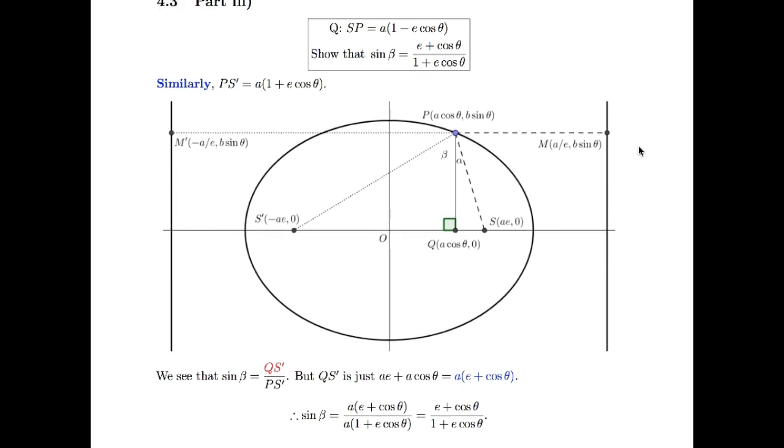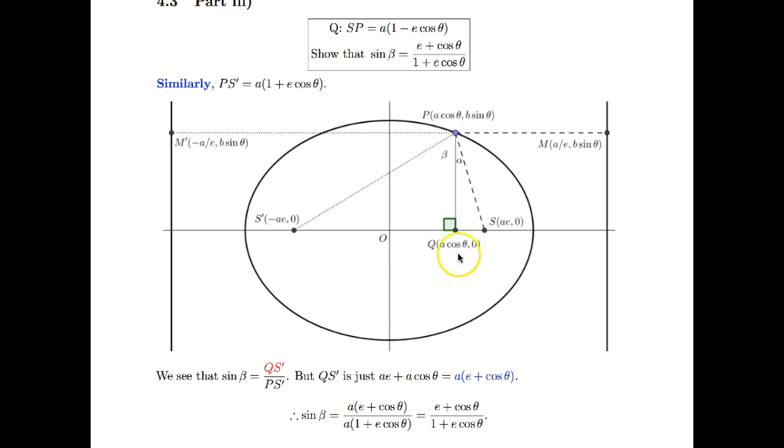And well, we're going to use trigonometry here, so I've added more information to our diagram. I've added beta in. Carefully note that we've kind of had to rotate our ellipse in a way to get it to look like that. But anyway, sine beta is going to equal QS dash over PS dash. Well, we know what PS dash is, but what is QS dash?